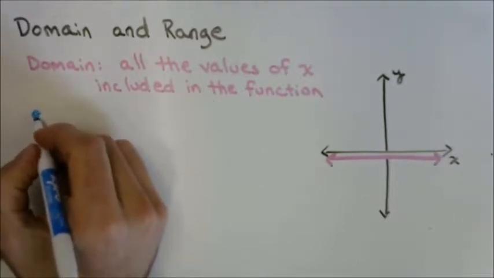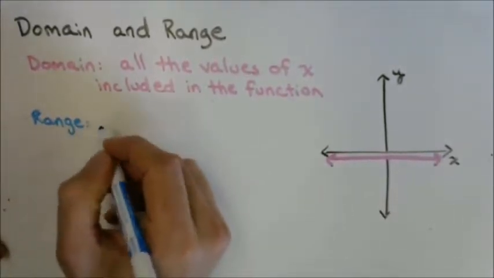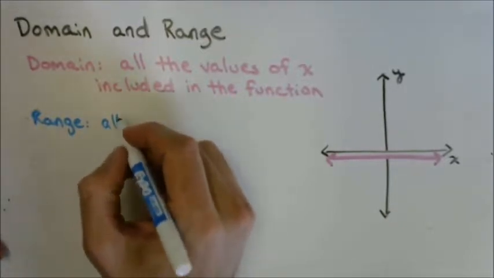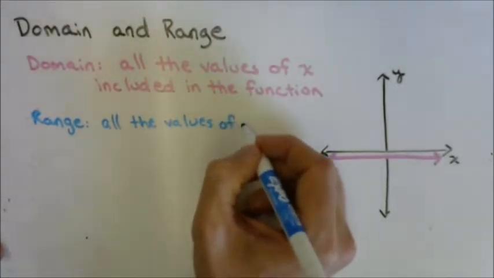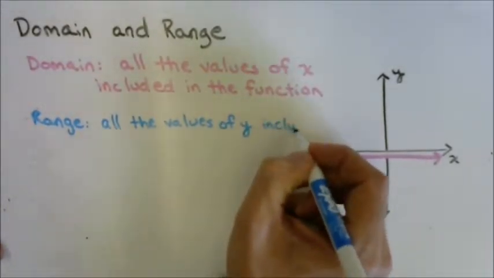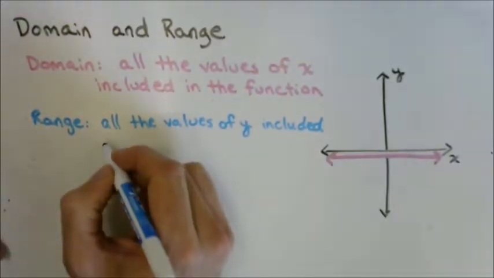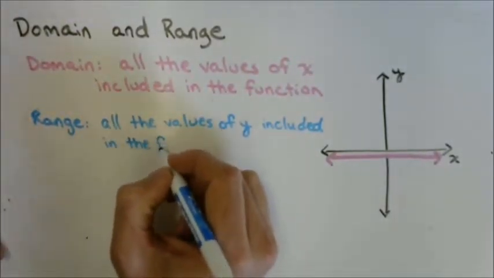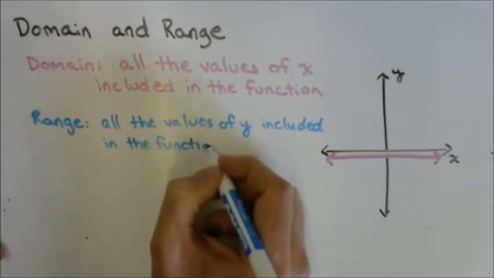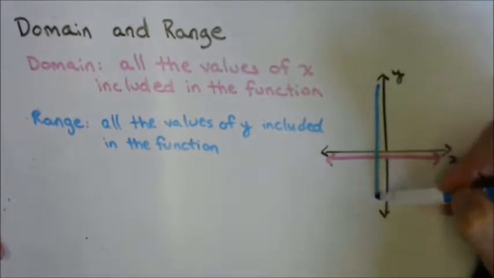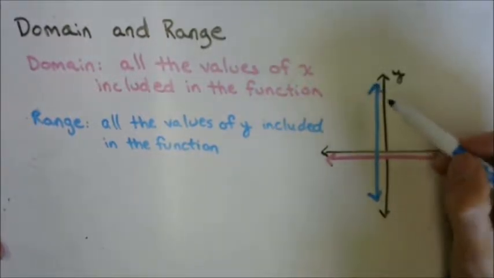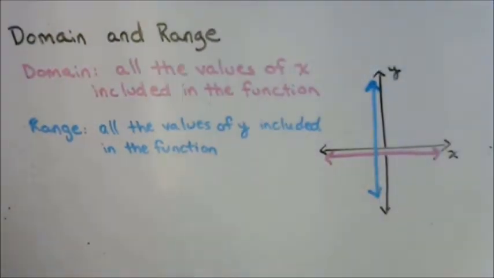The range is all the values of y included in the function. So the range refers to all of the values of y that are part of the graph, part of the function that the parabola can satisfy or take. So I'm going to go ahead and draw a parabola.